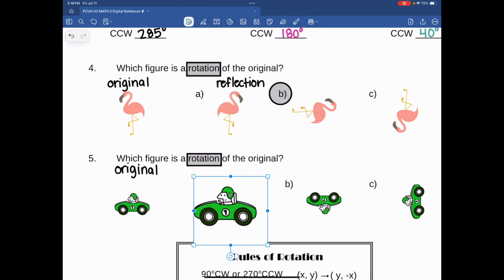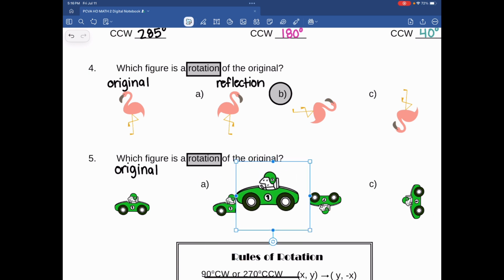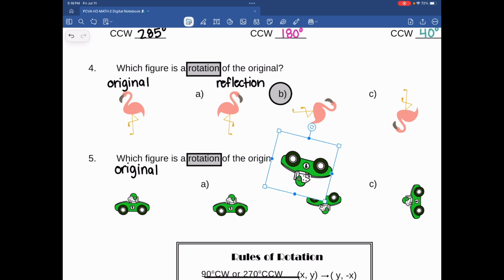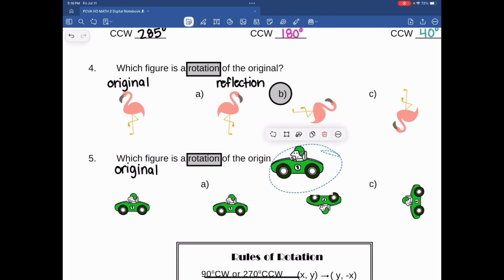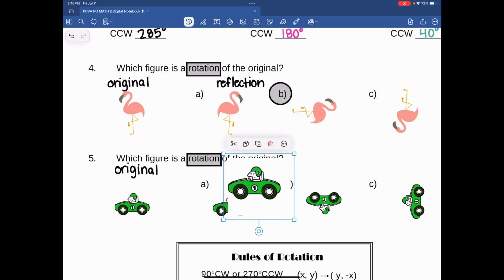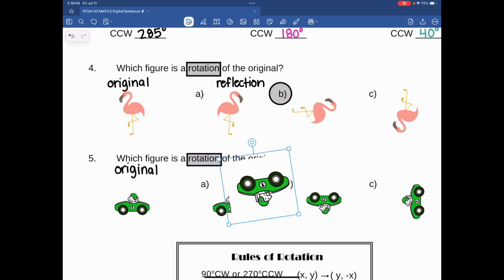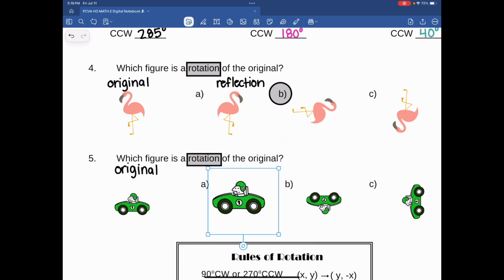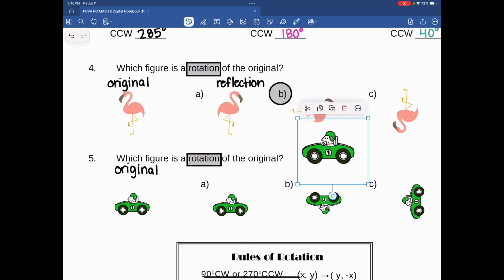So we look at this one, this is the same exact image. Well, if we rotate it, will it come back to the original position? So I'm going to rotate it a full 360 degrees and come back. Well, that looks like it rotated right back to the same position here. Okay, so if I rotate it the opposite way, it comes back. So A is a rotation, it's just a full 360 degrees.